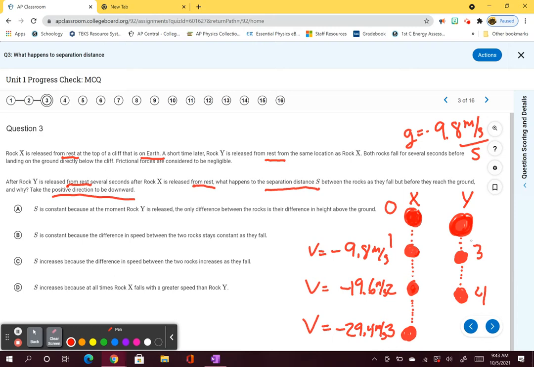So when Y is released, its velocity is just going to be negative 9.8 meters per second. So at 3 seconds, when rock X is falling at 29.4 meters per second, rock Y is just going to be following at 9.8 meters per second. So rock X is going to end up moving further than rock Y.